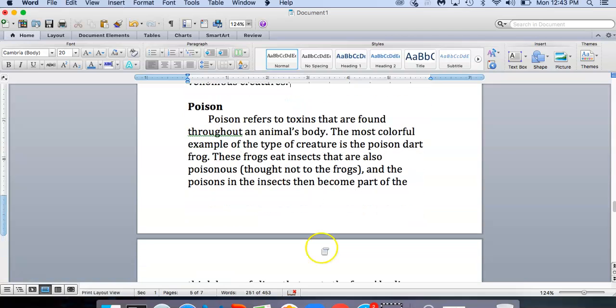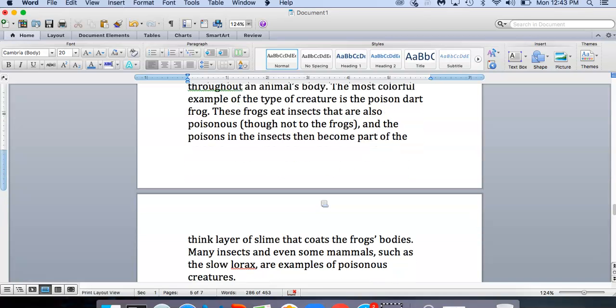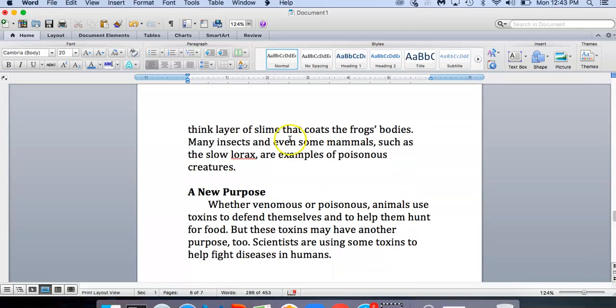And the next heading says poison. Poison refers to toxins that are found throughout an animal's body. The most colorful example of the type of creature is the poison dart frog. These frogs eat insects that are also poisonous, though not to the frogs, and the poisons in the insects then become part of the thick layer of slime that coats the frogs' bodies.